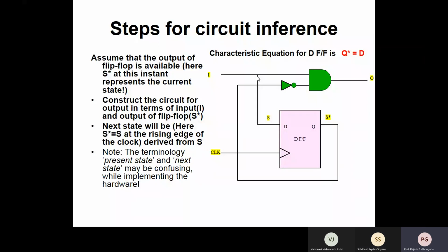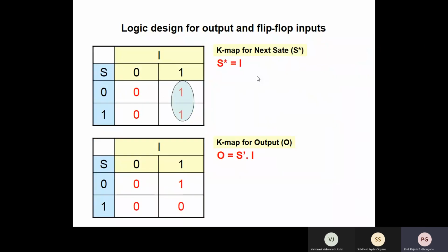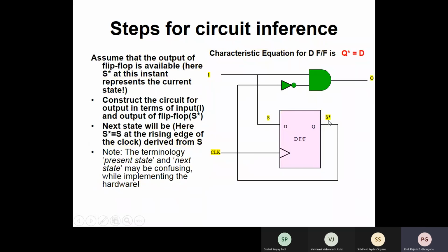Again, I want to warn at this point of time that the present state and the next state scenario can be slightly confusing, so you have to be careful of that. Somebody would ask me, if the output is S bar ANDed with I, why are you showing this S star given as input over here? Did you have that question in mind? Because we need the complement of it. S complement ANDed with I.